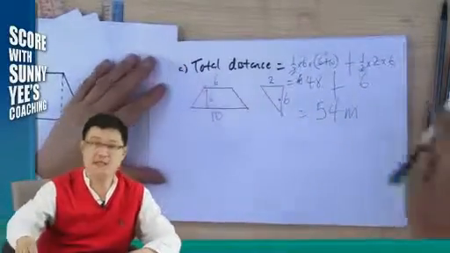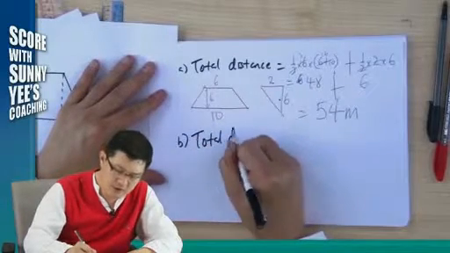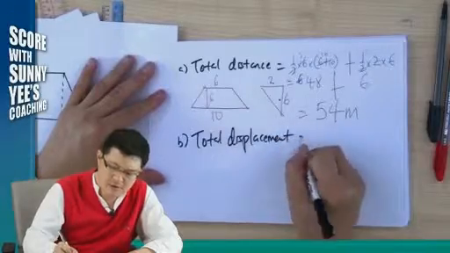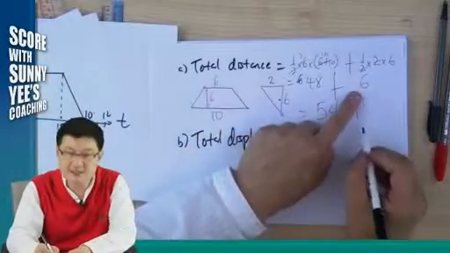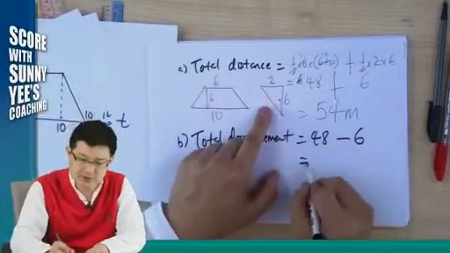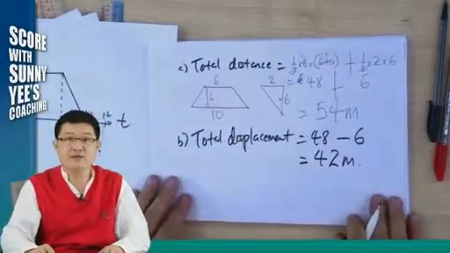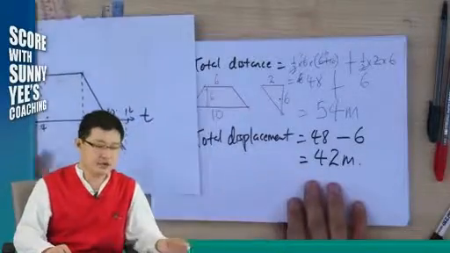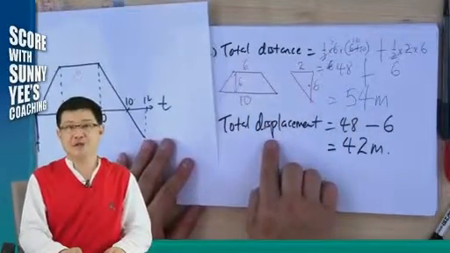Now we look at the total displacement. This is a positive displacement, and this is a negative displacement. So it's minus 6 because it's going downwards. That is where you get 42 meters. All right? Once you have this, you should be able to find the average speed and average velocity. Okay?